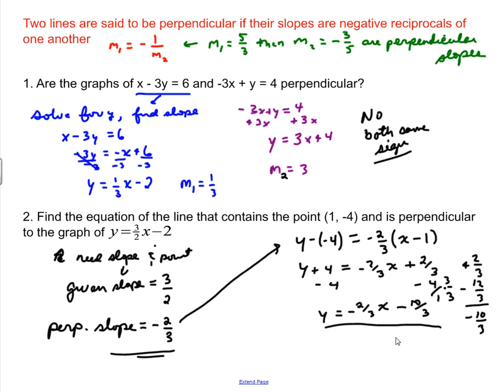And that is the equation of the line that is perpendicular to our given graph.